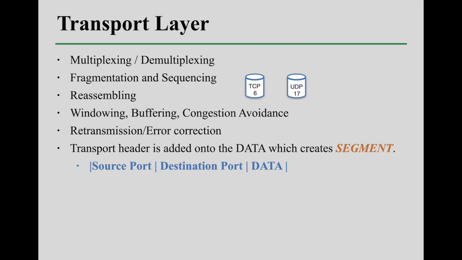Now, let's talk about fragmentation and reassembling. The transport layer is also responsible for splitting data into multiple fragments and giving sequence numbers to each fragment. The sequence number is utilized by the receiver to reassemble data in the correct order.